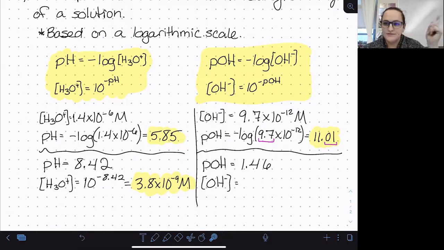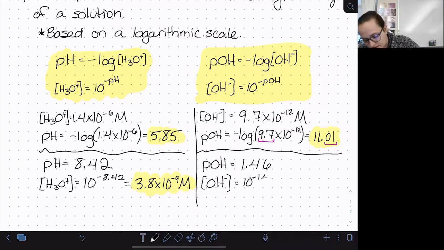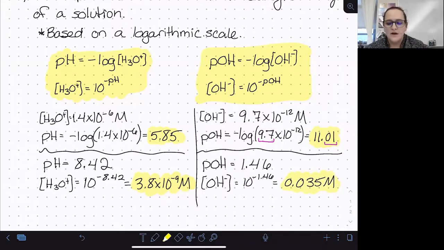In the other direction, the opposite is going to be true: we have 2 digits after the decimal place in our pOH, so we should have 2 sig figs in our concentration. It's a little weird, which is why I don't hold you to it. But so calculating our hydroxide ion concentration, we'll do 10 to the negative pOH, or 10 to the negative 1.46, which is 0.035 molar for our concentration down here.